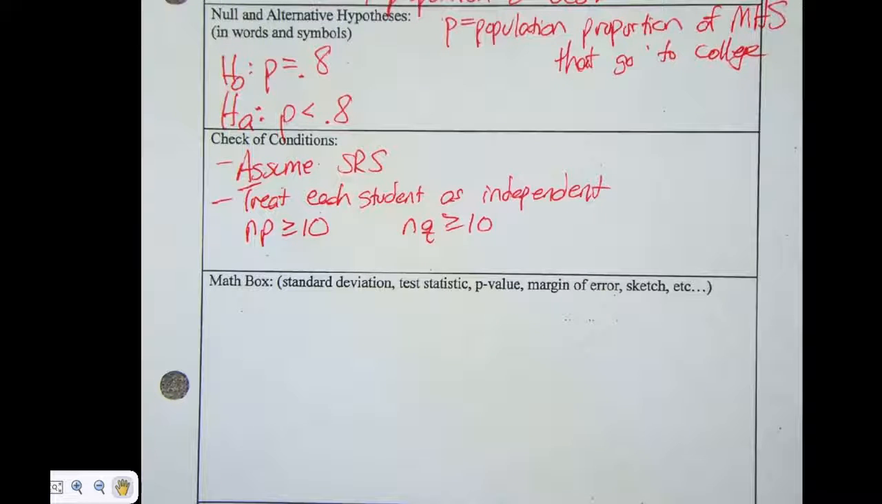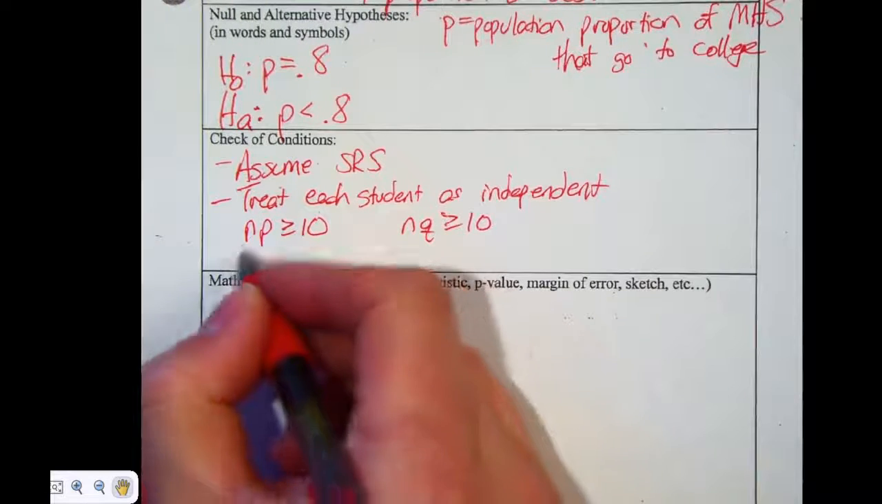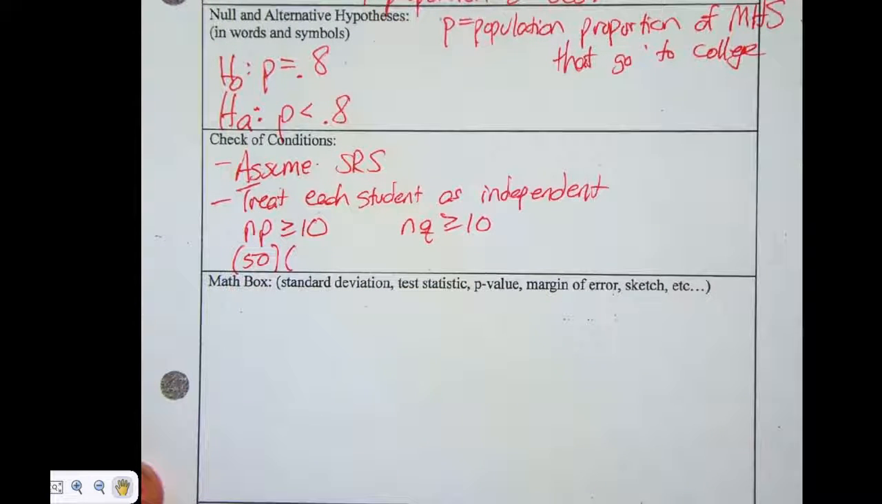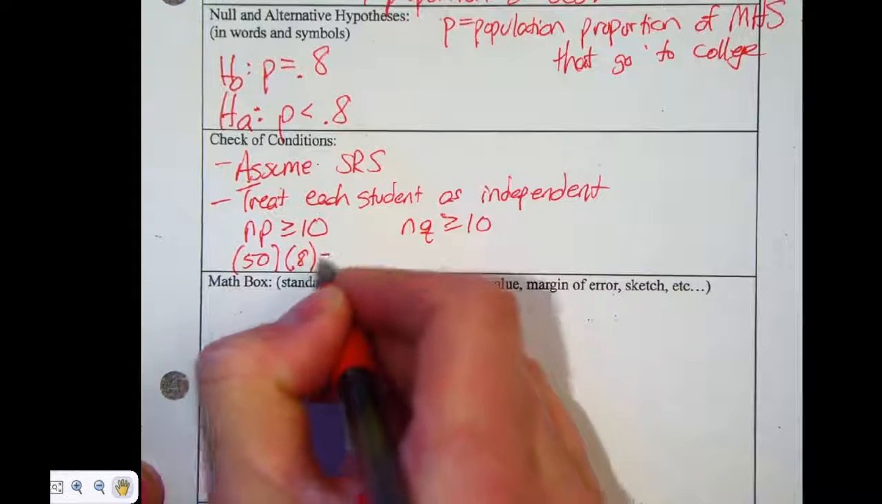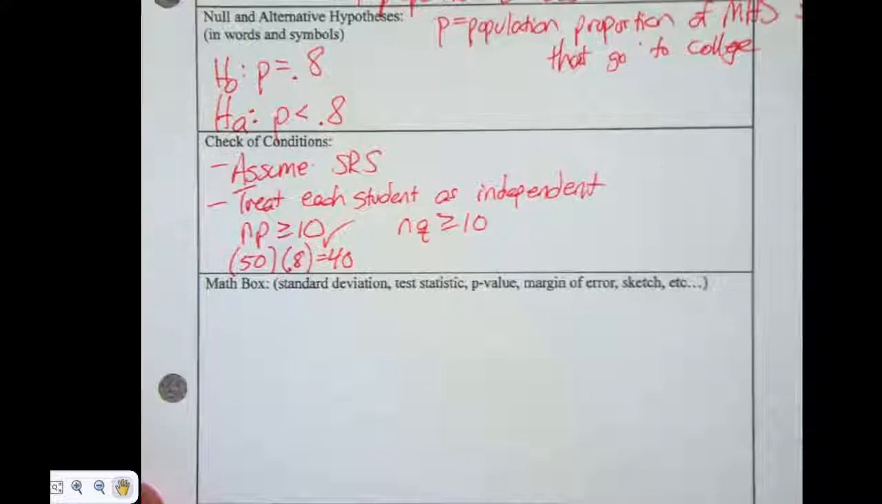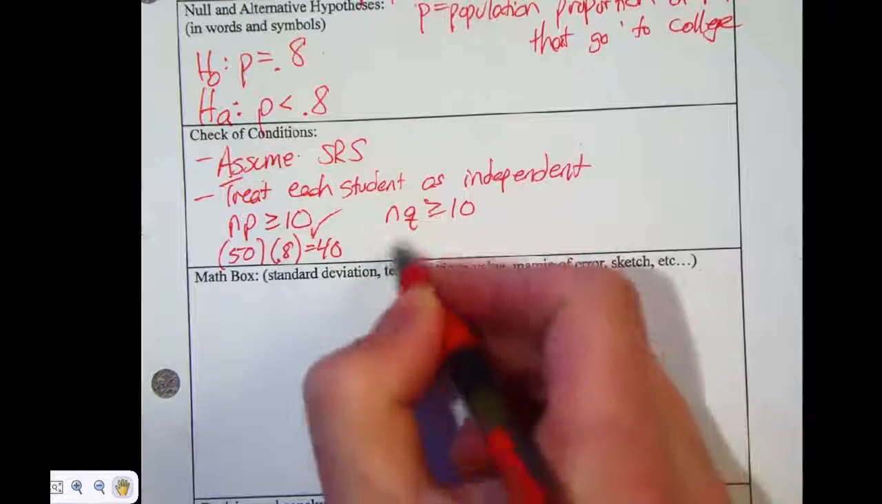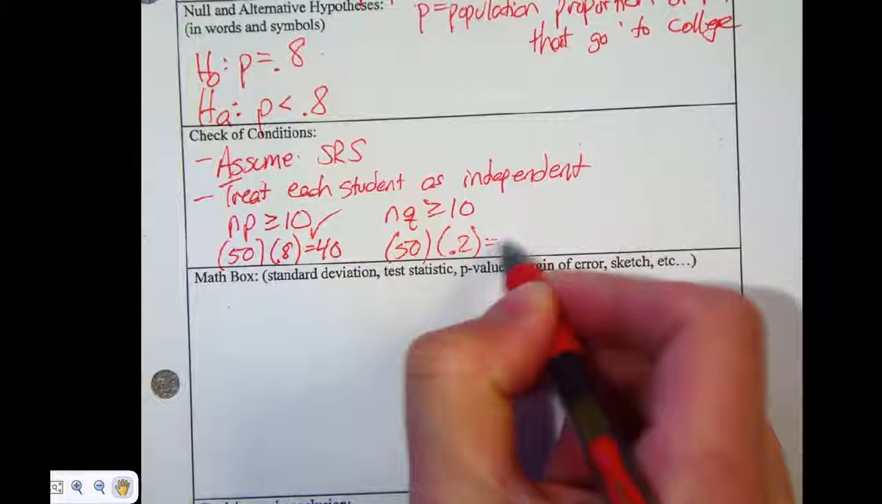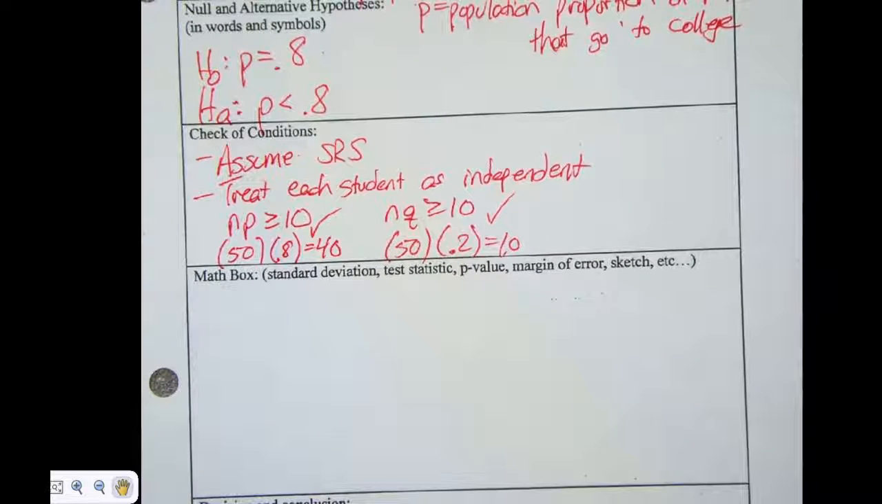So in our problem here, number 1, what's n? 50. What's p? 0.8. Is 40 bigger than 10? Then we're good. Same thing over here. So 50 is n still. What's q? 0.2. That is 10. We're still good because it's greater than or equal to.